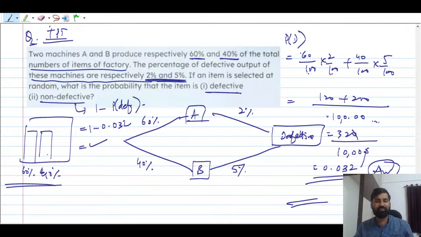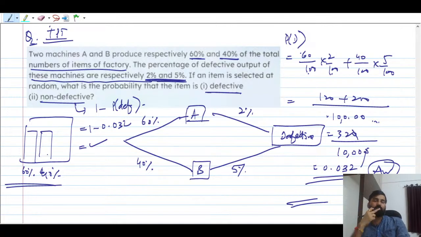So in this case, if they are asking what is the probability of getting non-defective, use the same tree diagram, find for defective, and then you can subtract. Okay? That is very, very important to understand.